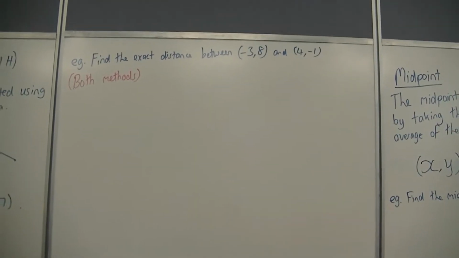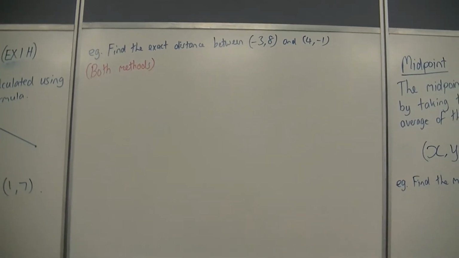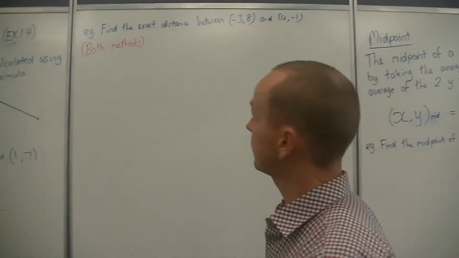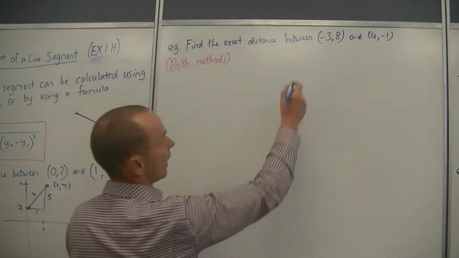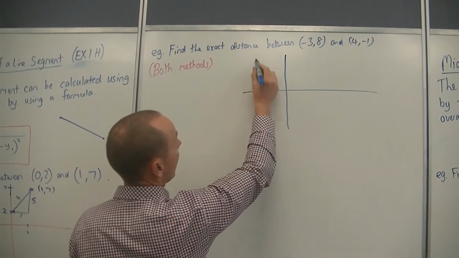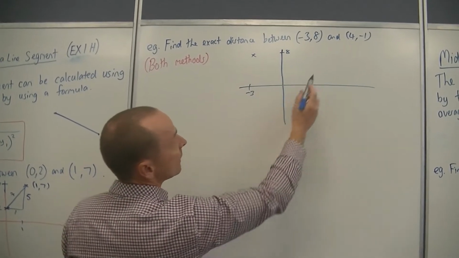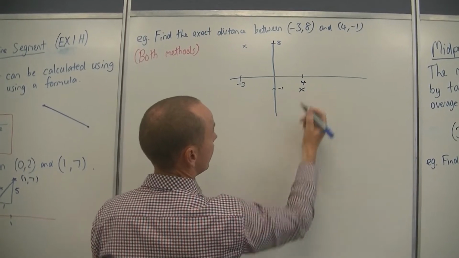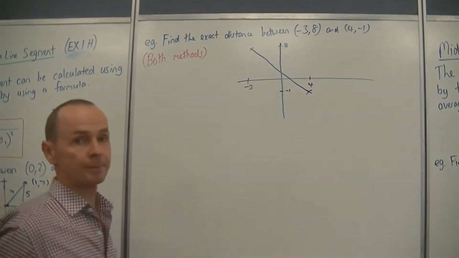Find the exact distance between (-3, 8) and (4, -1). So I'm going to do both methods here. Alright, let's do Pythagoras' theorem first. So I'm going to do a quick little sketch, and (-3, 8) is up there. I'm just going to mark in negative 3 and 8, and (4, -1) is there. So there's my line segment.